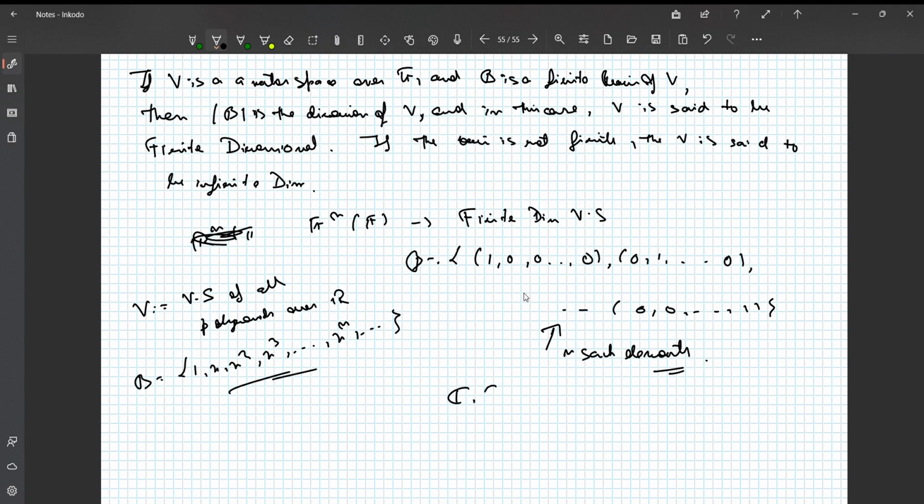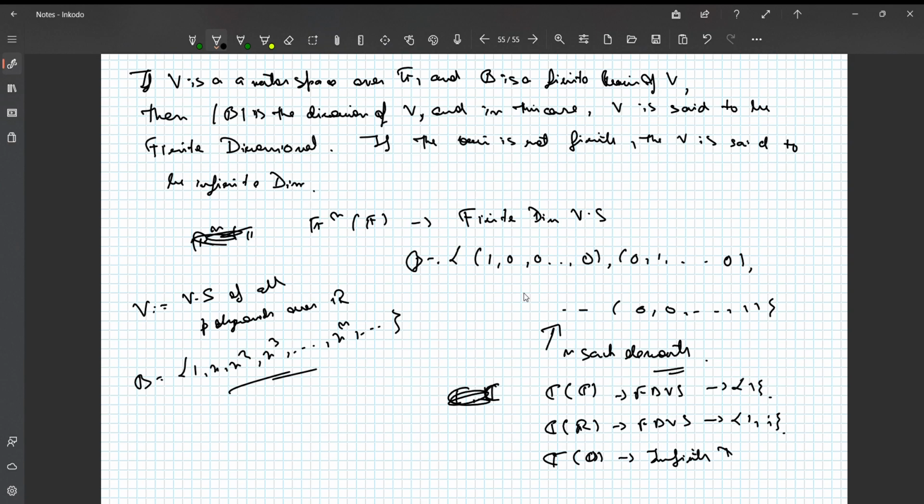Clear? Now, for example, C with respect to C is a finite dimensional vector space because its basis is just 1. C over R is also a finite dimensional vector space. Its basis is 1, i. But C with respect to Q is an infinite dimensional vector space. Clear? Got it?